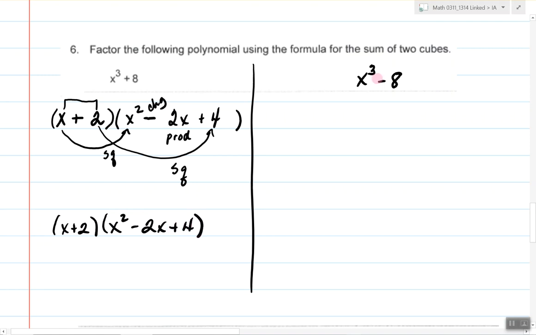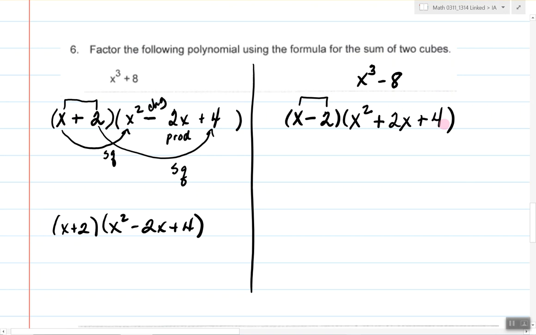Let's come over here and see how it differs if we do it with a minus. It is the difference of cubes, so I will put down small parentheses and larger. In the first one, cube roots. The cube root of x cubed is x. Keep the sign. The cube root of 8 is 2. Now we will use these. Square the first one, x squared. Change the sign, so I put plus. Product 2x. Square the last one, always plus 4.